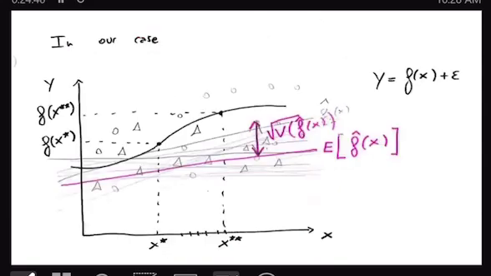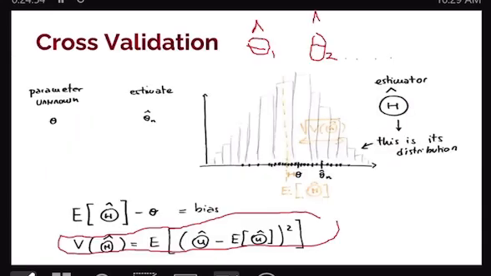I want to go into another picture, and I need you to pay attention now. Before I go into another picture, any question about this image? Is there any question on this image?